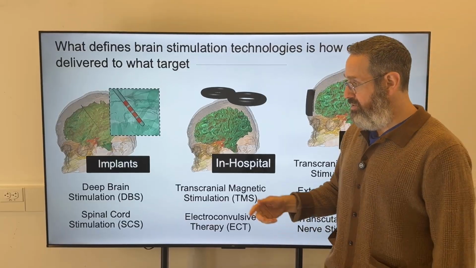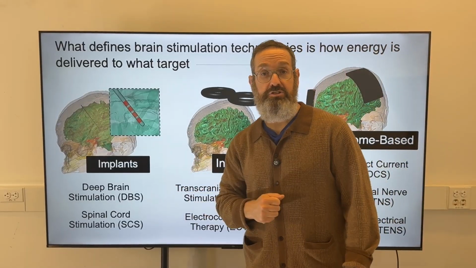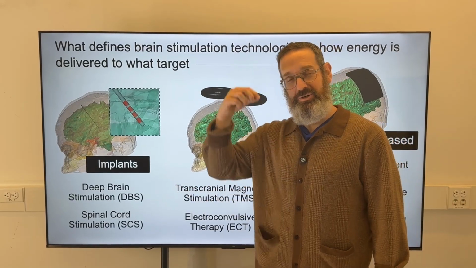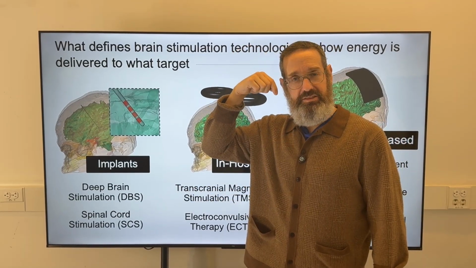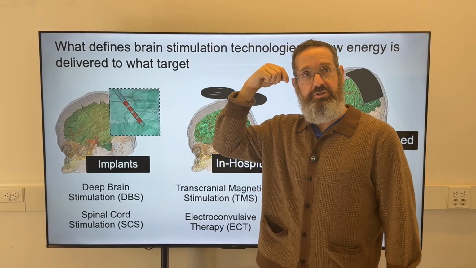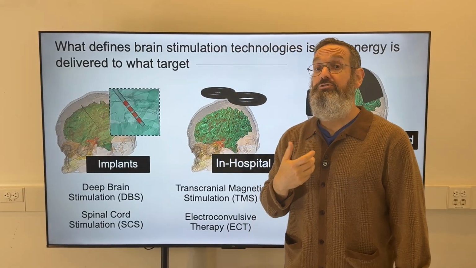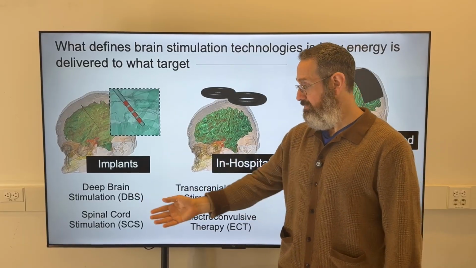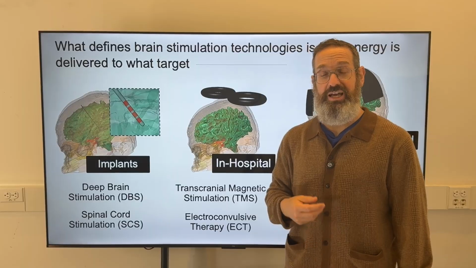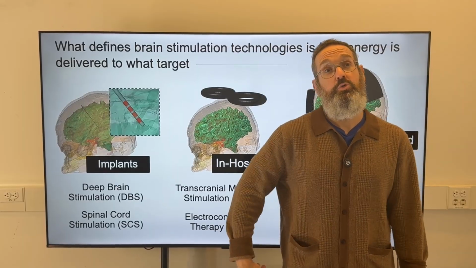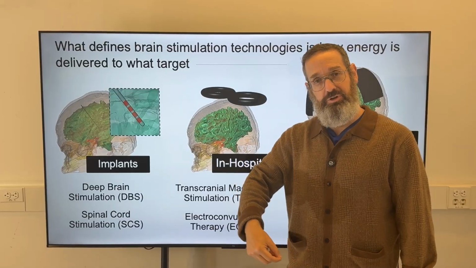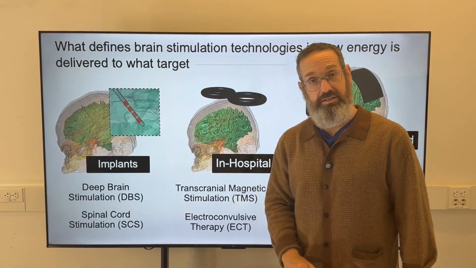So starting first with implanted devices. This could be something like deep brain stimulation, where an electrode is implanted deep inside the brain and energy is delivered therefore through the electrode to a deep brain target. You can see how the name tells you a lot of how it works. Same thing with spinal cord stimulation. In this case, this would be an implant with an electrode near the spinal cord. And so when energy is delivered into that electrode, it's also delivered into the spinal cord.